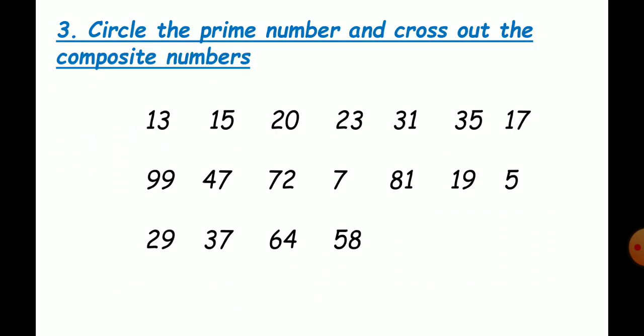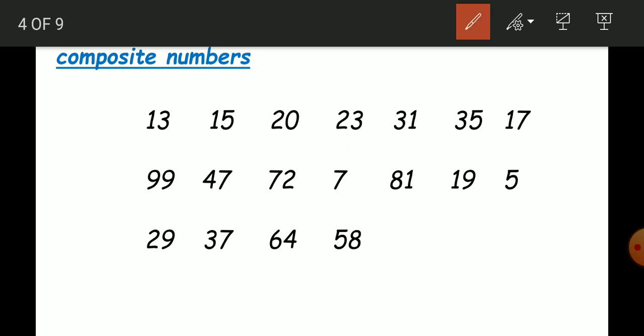Now you look here, children. Circle the prime numbers and cross out the composite numbers. So here they have given a list of numbers. We are going to find whether each is a prime number or a composite number. Okay, so let us do it starting from 13. So 13, first we will check. Okay, so 1 13s are 13. Other than that, are there any factors for 13? No, right? So 13 is a prime number.